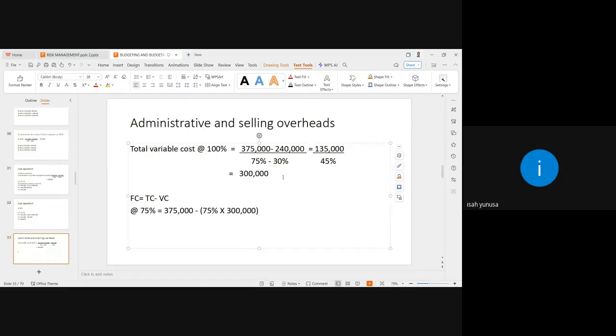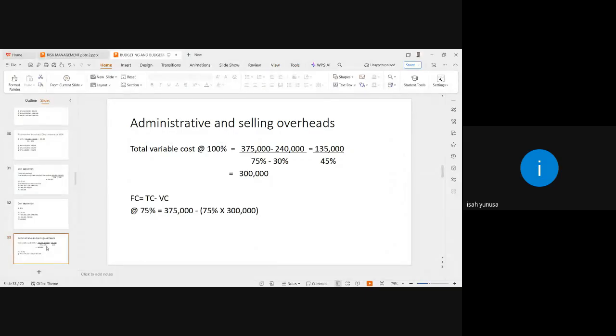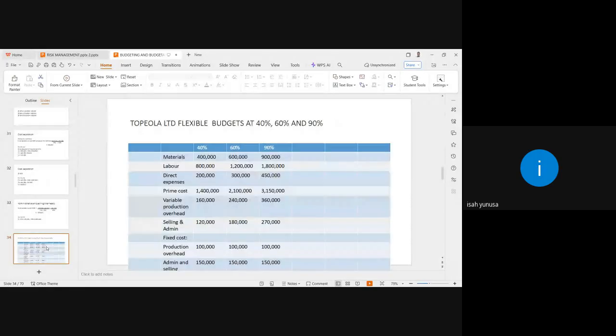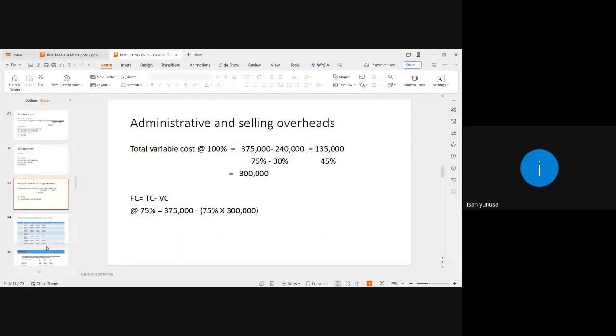I've gotten the area that I got wrong now. Okay, sir. It's just that with the 375, I used 300,000 based on the fact that we have total cost. I was referring to total variable cost. Okay, sir.